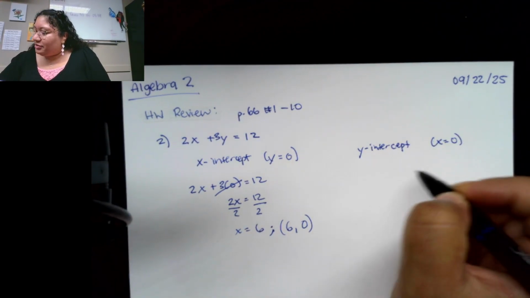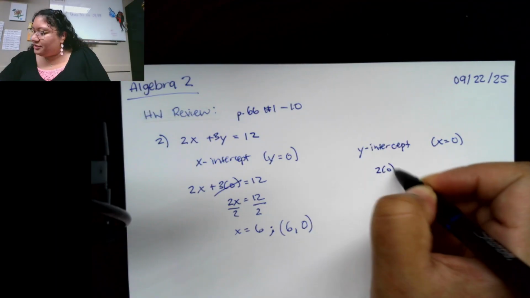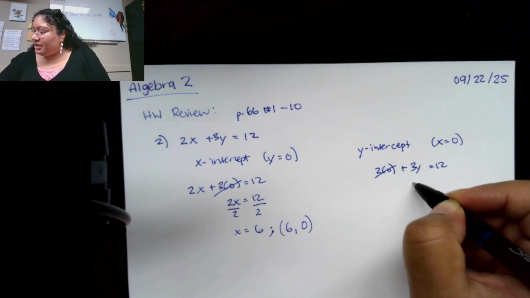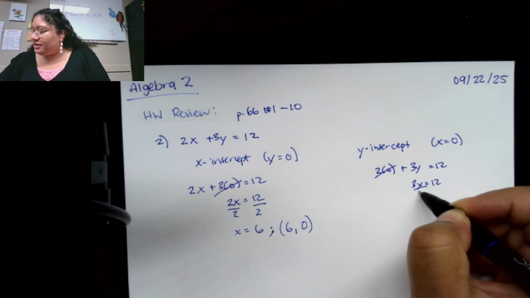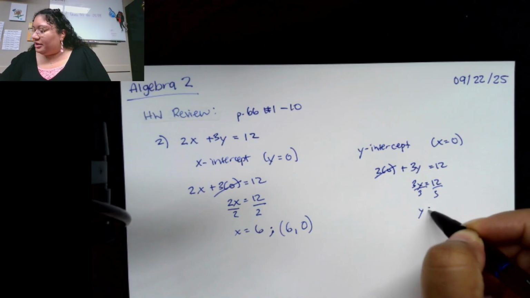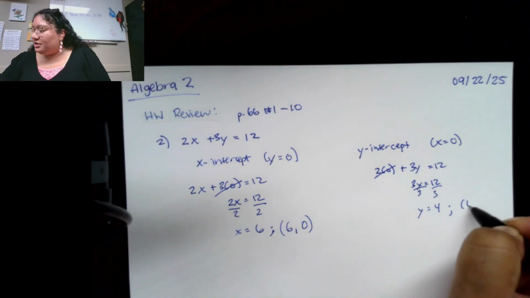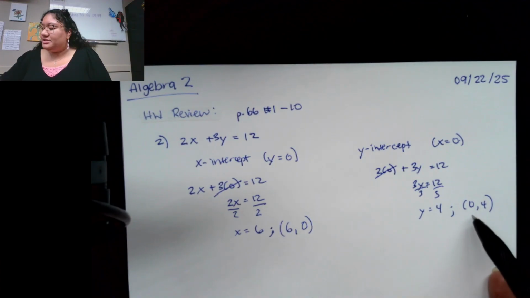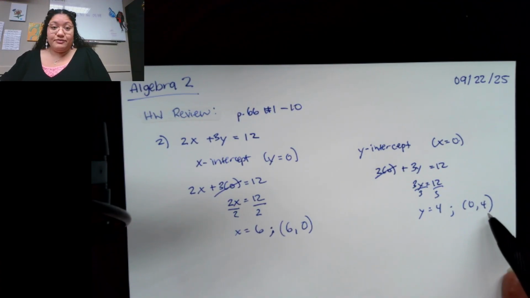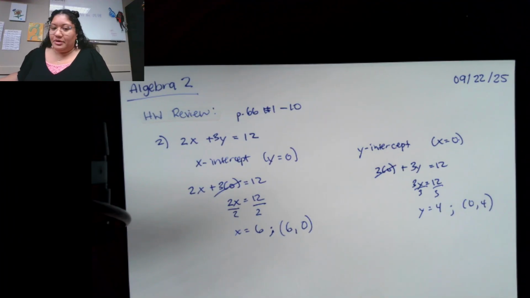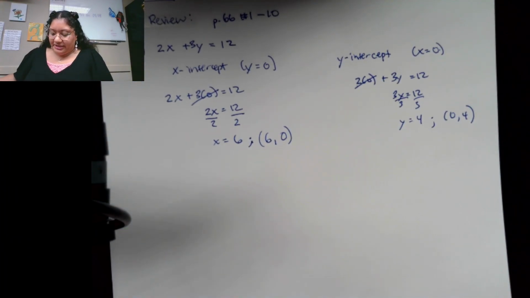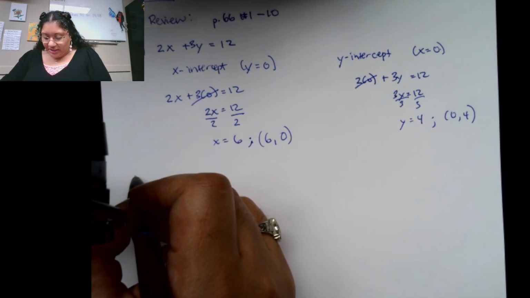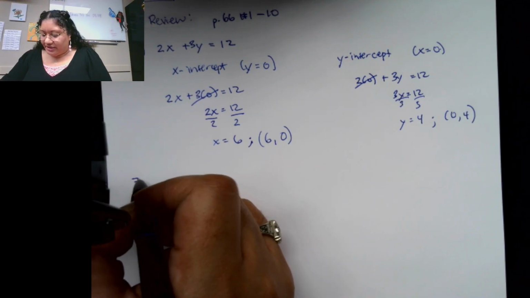So, this time we put x equals 0, so 2 times 0 plus 3y equals 12. This goes away. I get 3y equals 12. Divide by 3, y equals 4. So this becomes (0, 4). Again, because the x was set to 0, the y we got was 4, so that's our y-intercept.